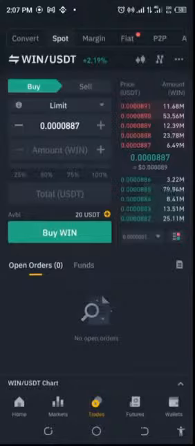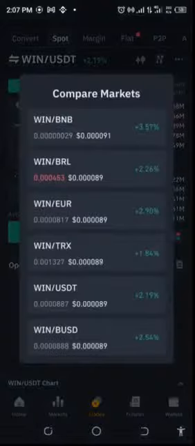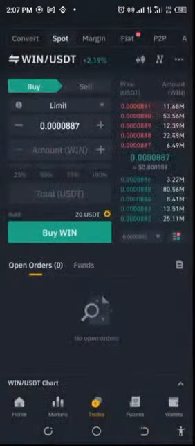USDT. So let's go over quickly to the compare markets and see what we have. So we have Win USDT as 0.00000089 and Win BNB as 0.000091. So let's go ahead and try this out with the basic simulation using Win USDT.